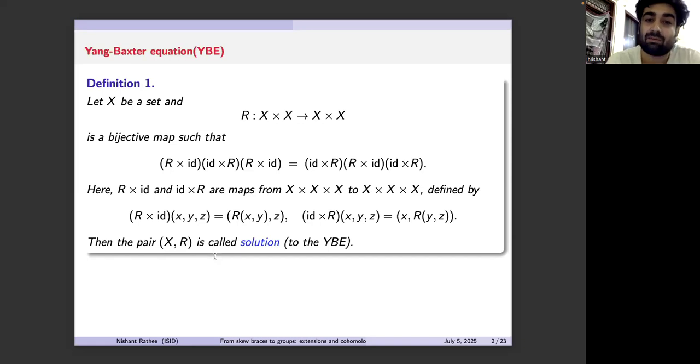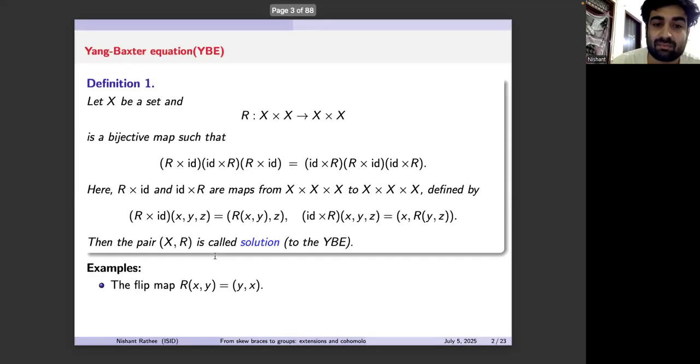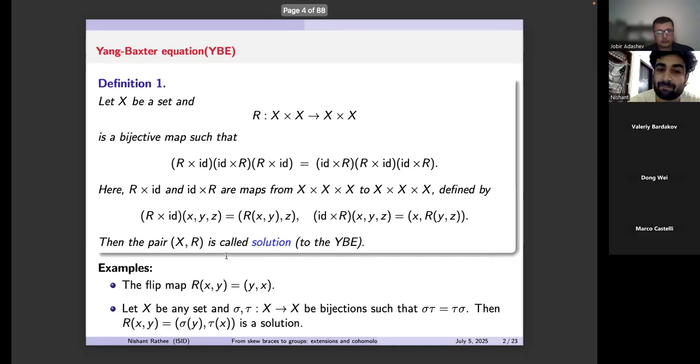But it has lots of interesting mathematical aspects. Okay, so let us see some examples. Take the flip map, xy going to yx, over any set. This will always be a solution. Suppose you have a set X and two permutations of X such that they commute, sigma tau equals tau compose sigma. Then you define the map R such that xy goes to sigma y comma tau x. Then this is also a solution of the Yang-Baxter equation.